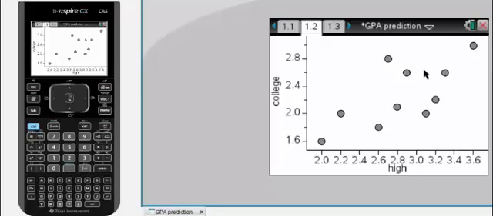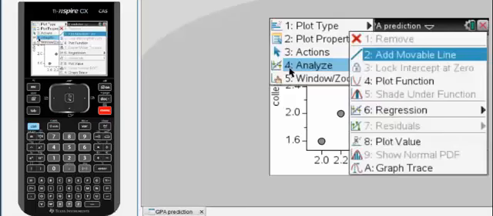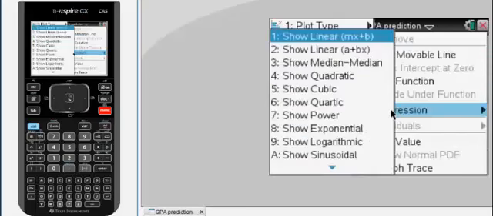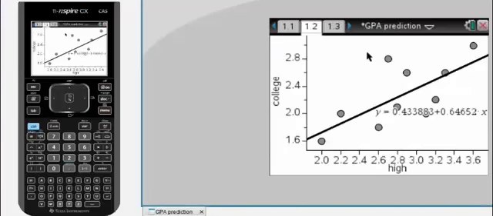It's pretty strongly positive, but some of these points are going to be pretty far away from my line. We want them to look more like a line, the stronger that they are. To get that regression line, I believe it's Menu, Analyze, and there's our regression line. We're going to stick with this one, a plus bx, and it plops that regression line in. And we can actually move this around a little bit so that we can see it a little bit better.